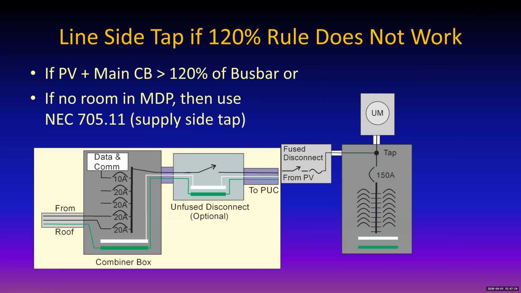We put in a fused disconnect, and this has to be service rated, by the way, probably something like 24,000 amp fault current rating. But we're tapping in ahead of the main circuit breaker here. And you just follow the rules for that, and it's okay to do it this way.